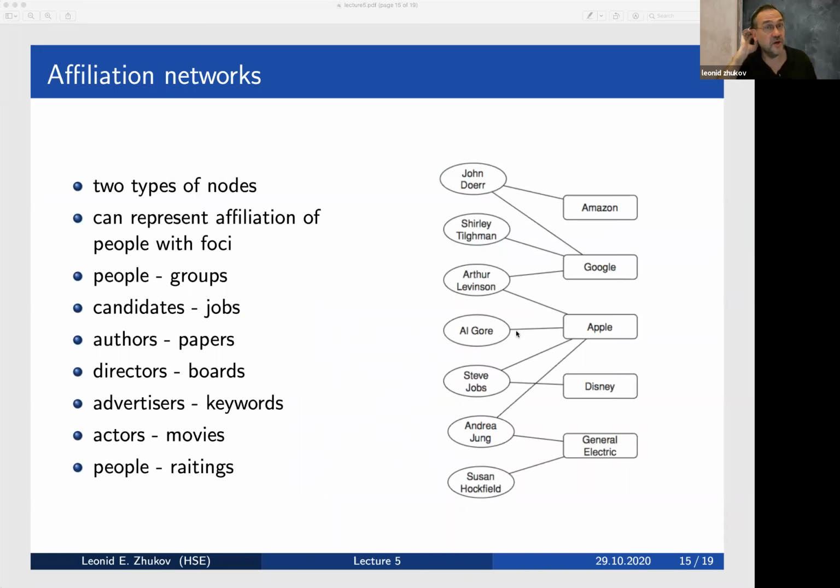Actually, for example, it's also called an affiliation network. I should have switched to this slide before, but yes, there are candidates and jobs when you do job applications. There are authors and papers, directors and boards, advertisers and the keywords they advertise on. There are actors and movies, people and ratings. It's called an affiliation network because it quite often talks about affiliation of people. It can also be people belonging to different groups, et cetera. So this picture is actually a board of directors of different companies, showing how the same people are sitting on different boards.